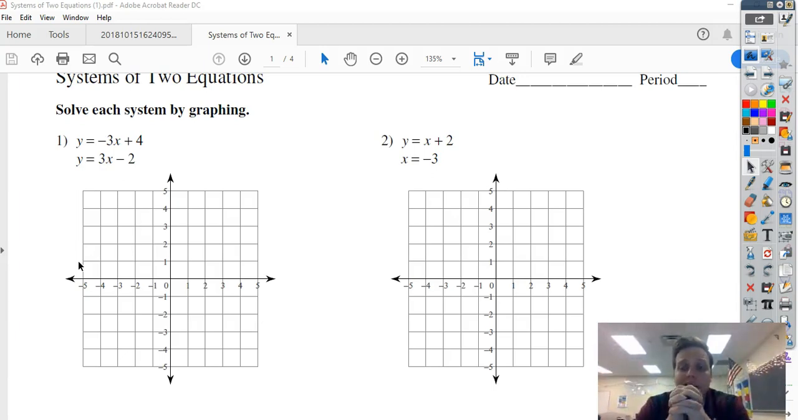But we're preparing for a test. When you're preparing for a test, it's all about getting the answer right. That's just the honest truth. So, number 1 says y equals negative 3x plus 4, y equals 3x minus 2.